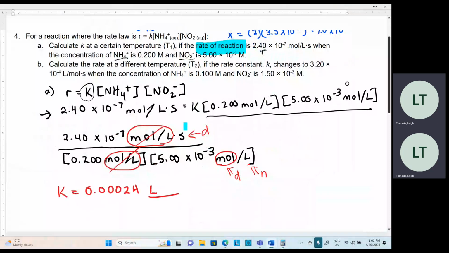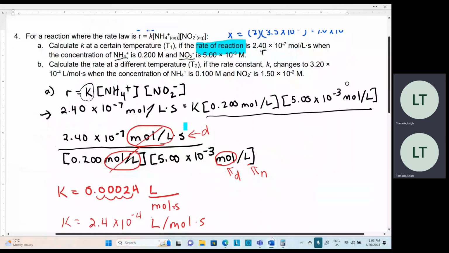And then the units would be, okay, liters is in our numerator. Liters per mole second. Usually second is the last thing, mole times second. So liter is in the numerator, mole and second are in the denominator. You probably should turn that into scientific notation. To have the decimal after the first non-zero digit, we have to move it 4 times. So K is equal to 2.4 times 10 to the negative 4 liters per mole second.